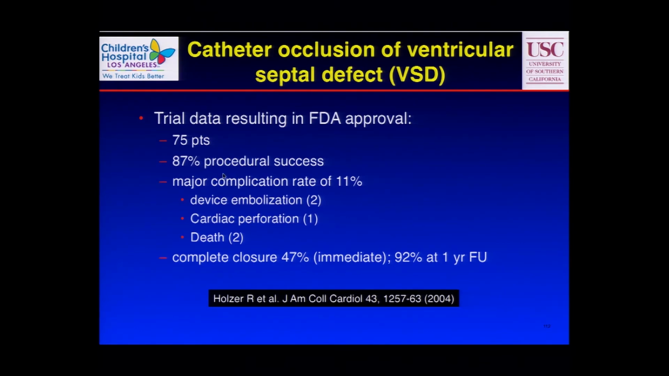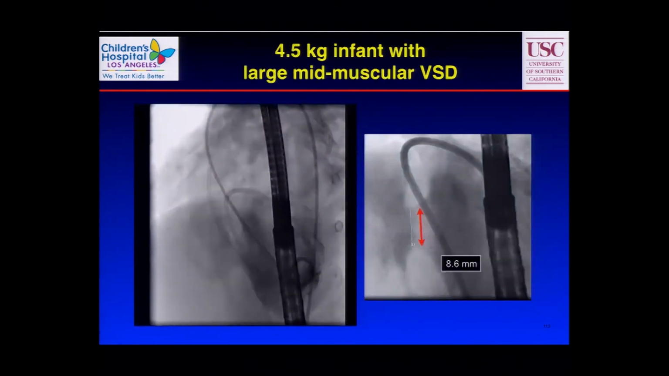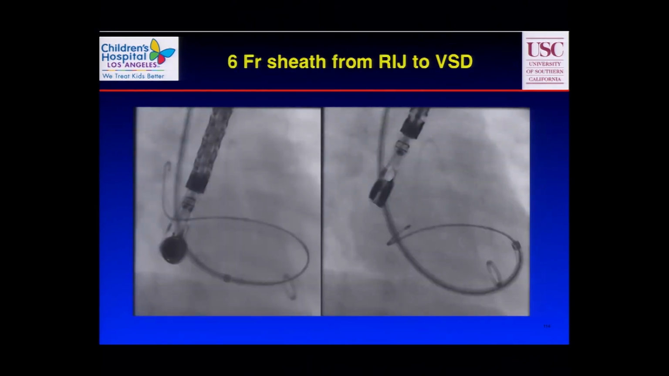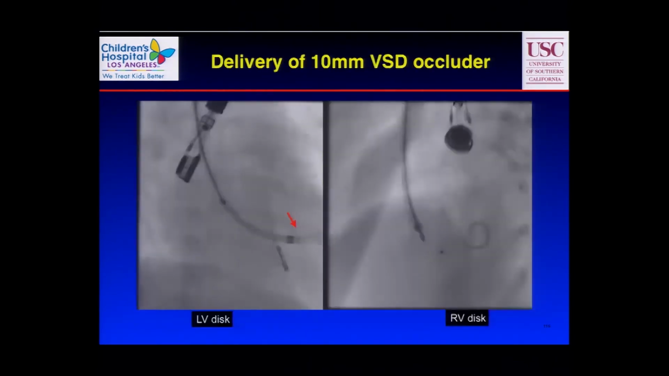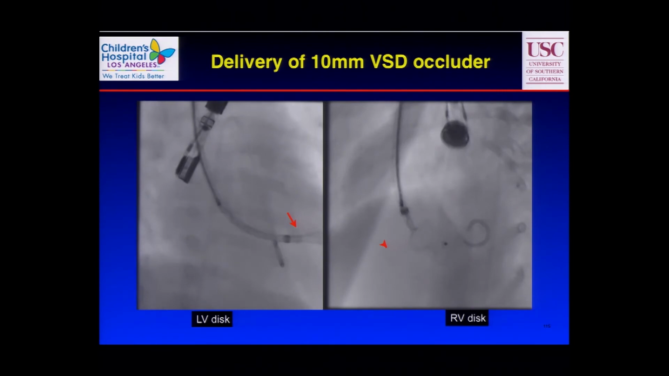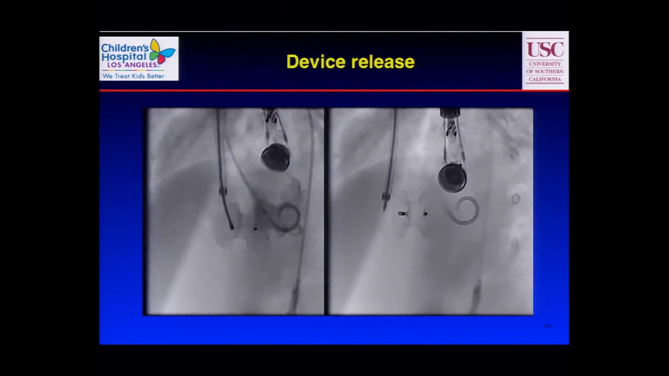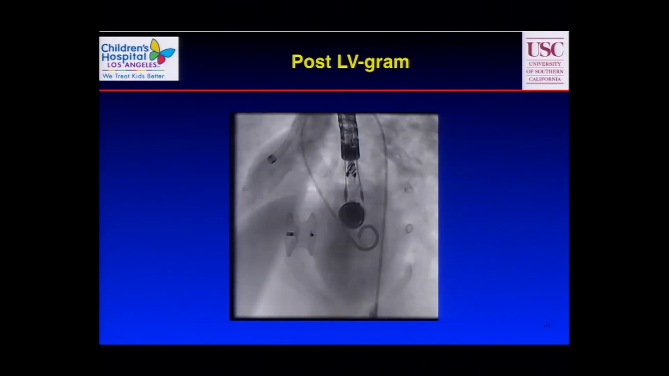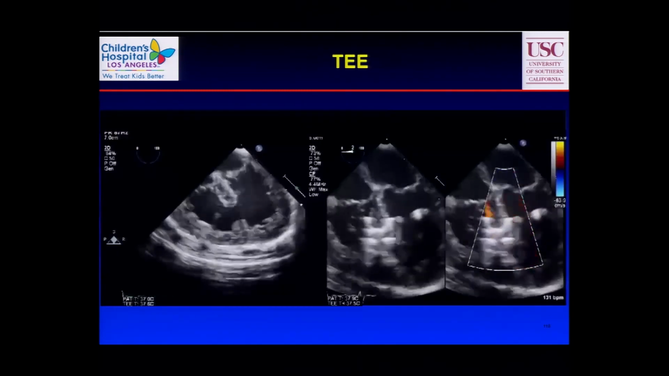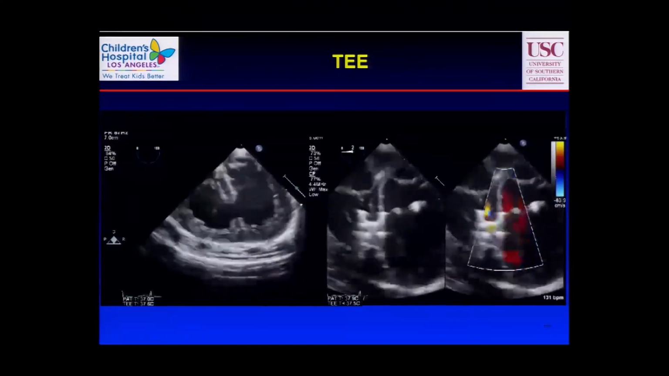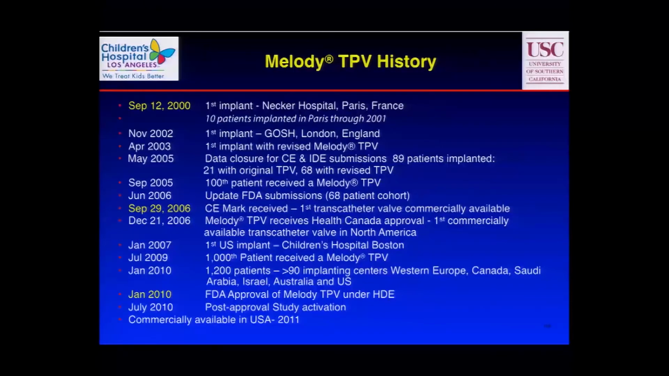Again, excellent results. Just a quick example, this is a very small kid, a 4.5 kilo baby with a pretty good size VSD. Put the sheath in from the IJ, deliver the left disc, bring it against the septum, deliver the right disc, and you release it after you're happy with it, and you take your picture. So you guys are very familiar with that. You see the picture, again, you can go down to very small kids.